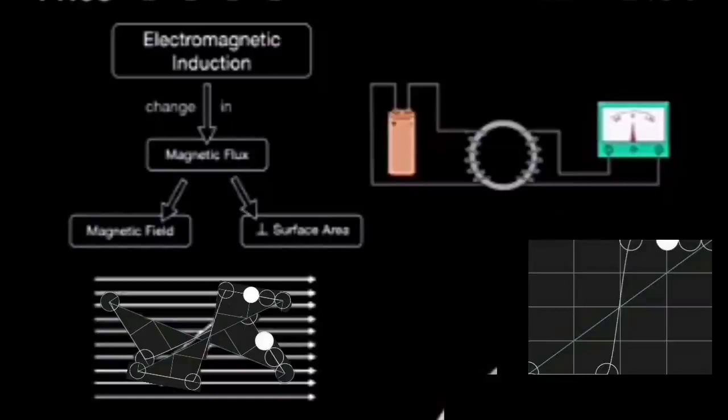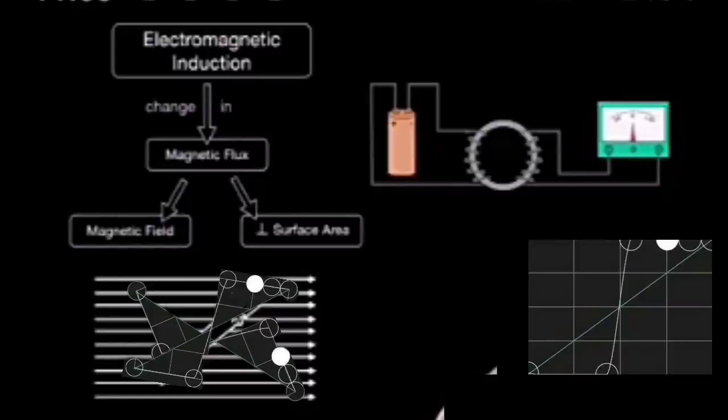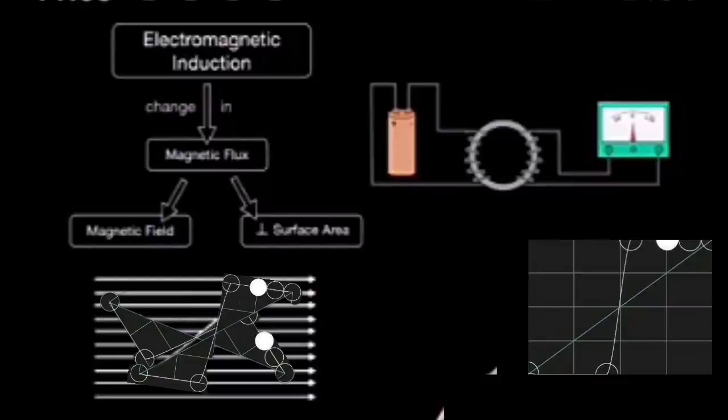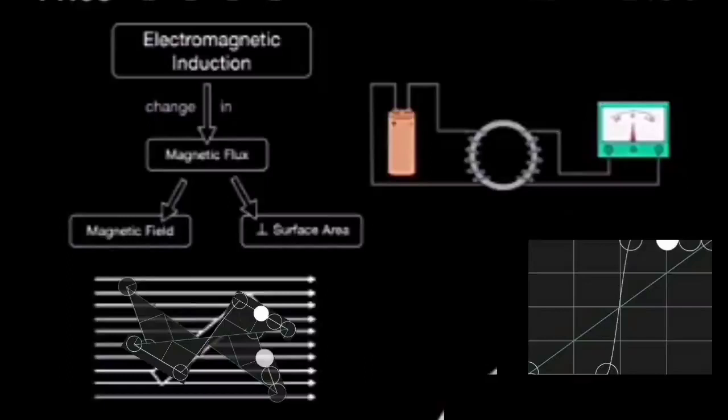And so the number of lines is different, but also these are not hitting it straight on. It's not perpendicular, so we have to use a little bit of trigonometry to figure out what component of that magnetic field is actually perpendicular to the surface area. But did it change between those two rotations? Yes. And so was there electromagnetic induction? Yes. And so there'd be current as well.